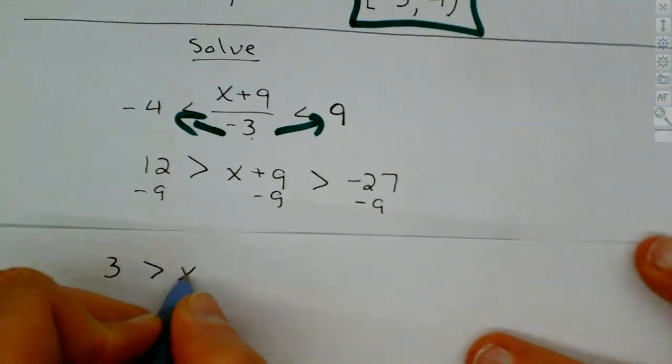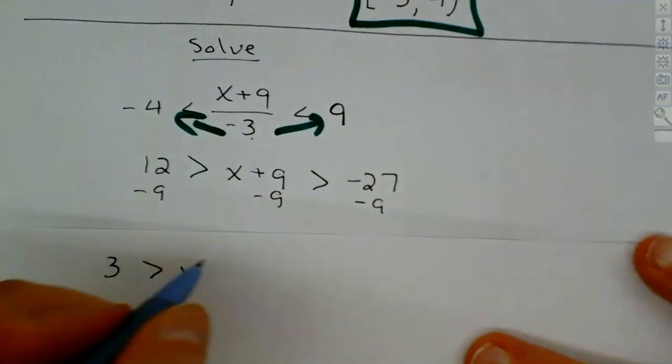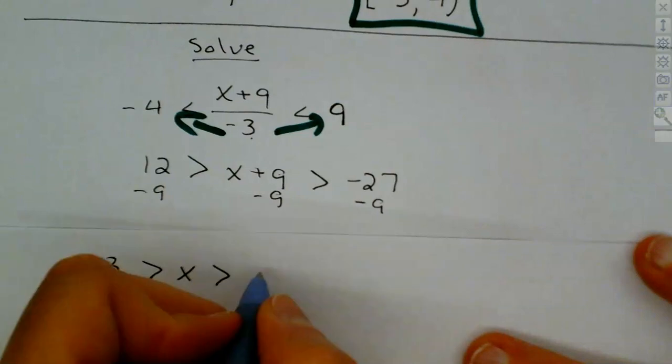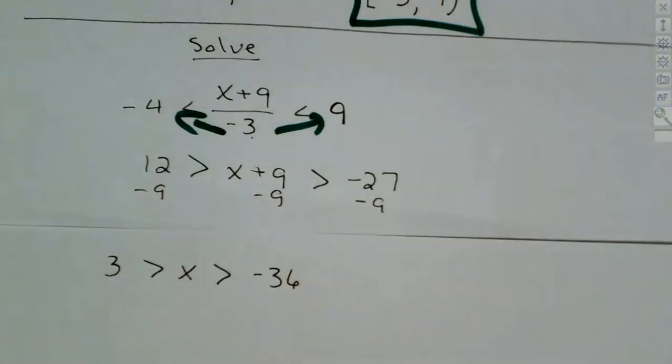We've got our x in the middle. And minus 27 minus 9. Well, that leaves you then with a minus what? Looks like minus 36, doesn't it?